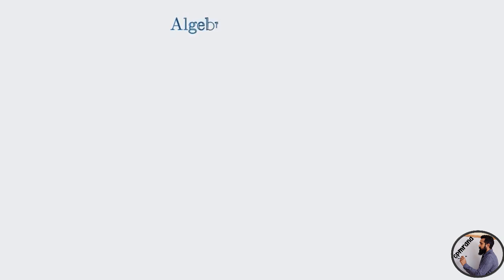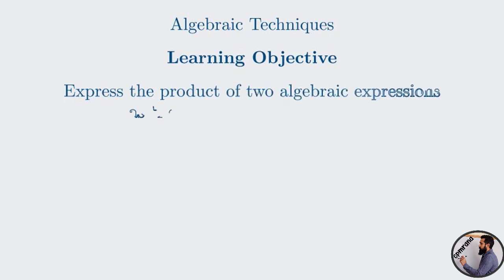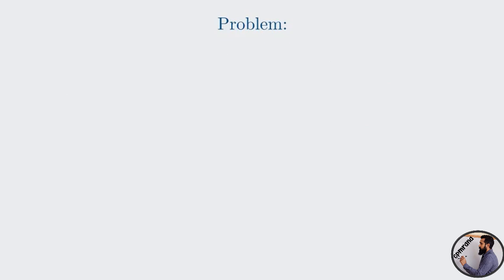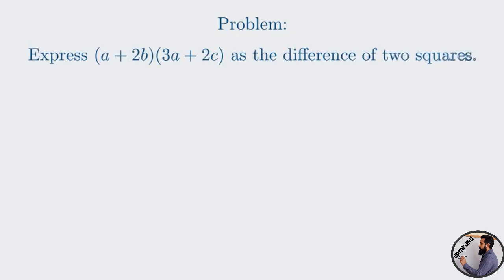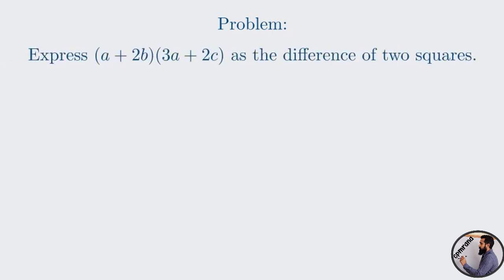Hello. Today we are going to learn a very useful algebraic technique. By the end of this lesson, you will be able to take a product, like the one shown here, and rewrite it as the difference of two squares. Our specific goal for this session is to transform the expression (a+2b)(3a+2c) into a subtraction of two squared terms. This might look complicated at first, but it relies on a very famous algebraic identity.